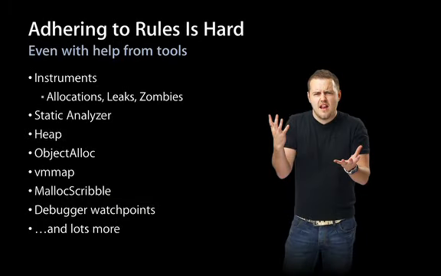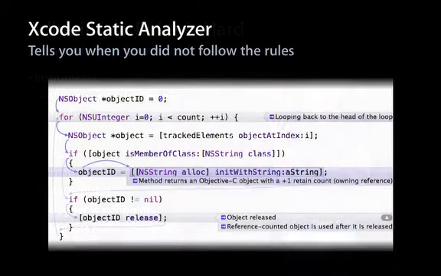So, we gave people a lot of tools to try to help manage mistakes, and possibly actually the number of tools that you had at your disposal was indicative of the problem itself. I'd like to focus briefly on one of the tools in particular, the static analyzer. The static analyzer is interesting as a comparatively recent development because it told you when you didn't follow the rules.